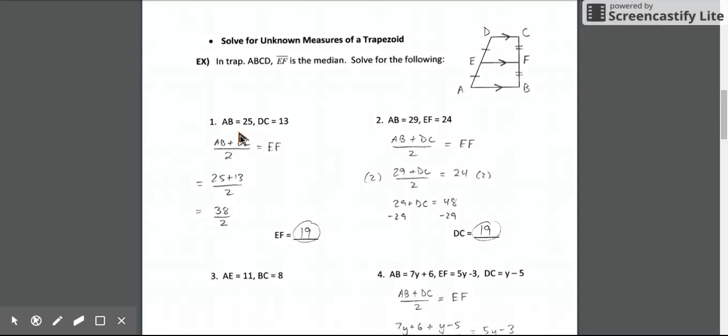And we're given those values. So 25 plus 13 is 38, and 38 divided by 2 is 19. So there's our median length if those were the base lengths.